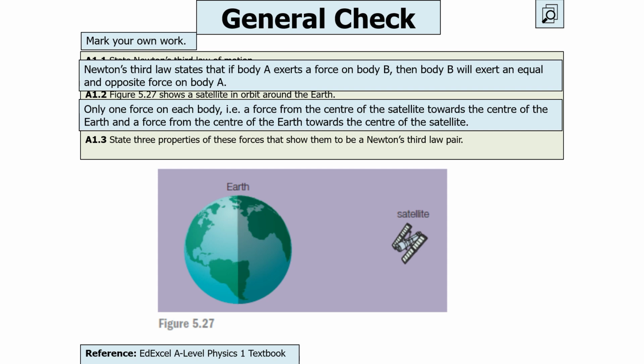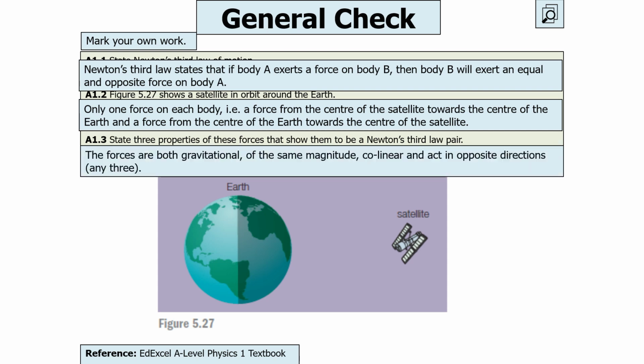Now, what properties indicate that something is a Newton's third law pair? Well, they'd have the same type of force, gravitational, the same magnitude, they'll act in opposite directions and act on 2 separate bodies, the Earth and the satellite.